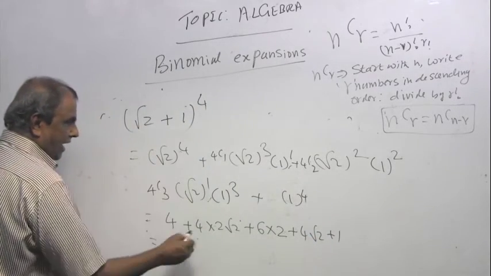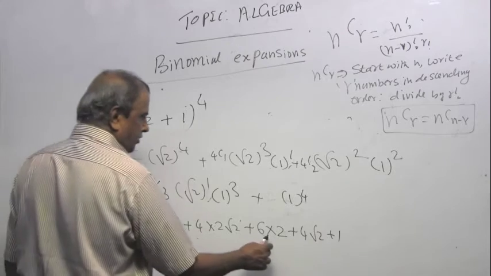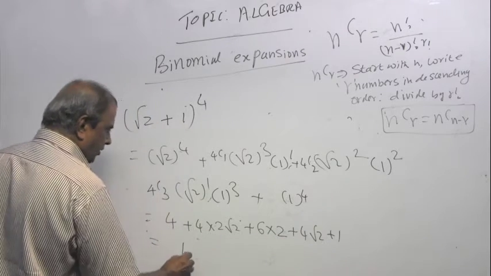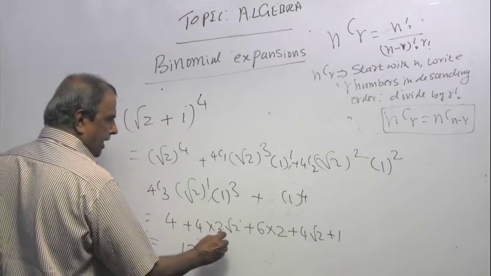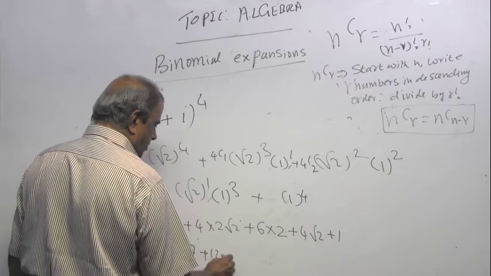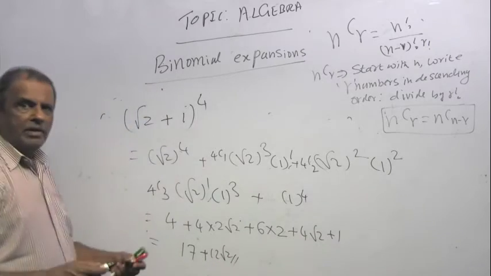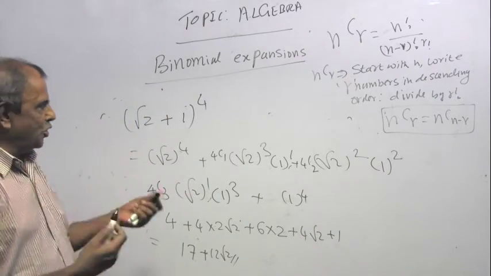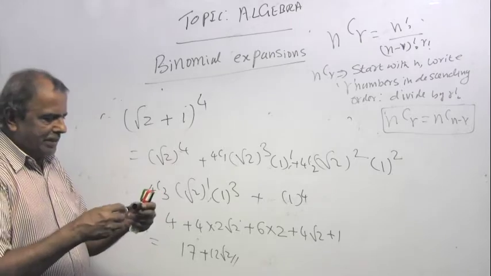Correct? So add the numbers: 4 plus 12, 16, plus 1, 17. Then 4 root 2 plus 8 root 2, that is 12 root 2. I have shown you how to apply the binomial theorem.